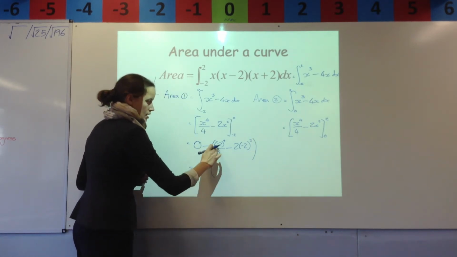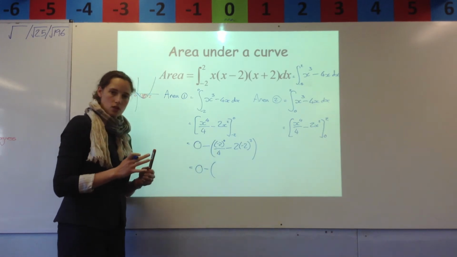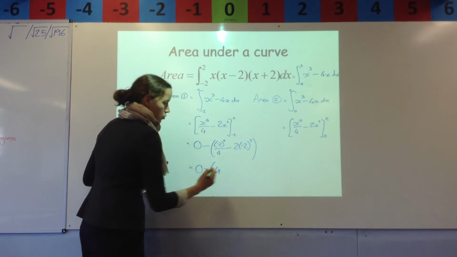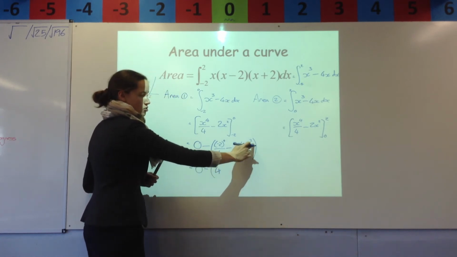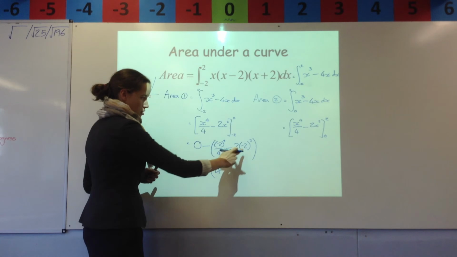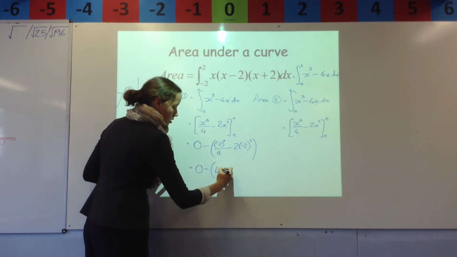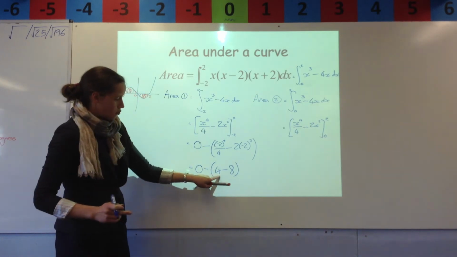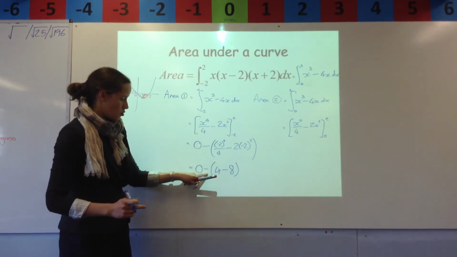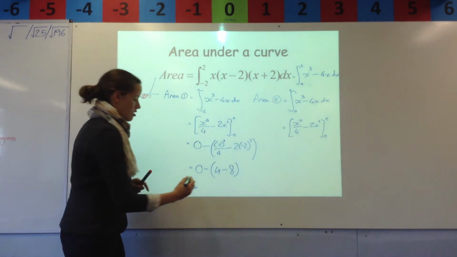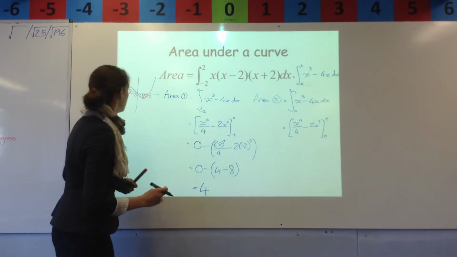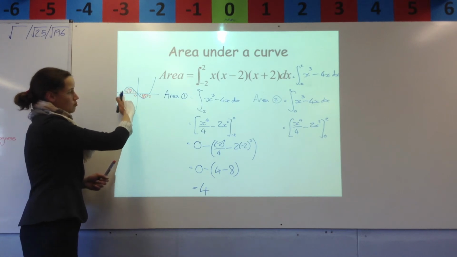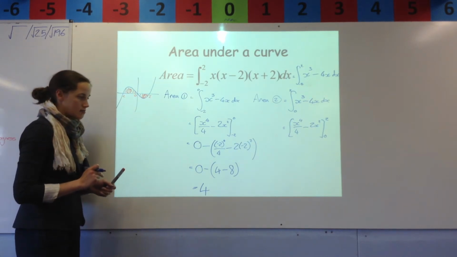So, -2 to the power of 4, well we know it's going to be positive, so that's going to give us 16 over 4, which is just 4. Now, -2 to the power of 2 is positive 4, times it by -2, then we get -8. Now, 4 minus 8 is -4, but all of that has a negative in front of it, so we're going to get an area of 4. And that's what we would expect. We would expect to have a positive area for region 1 because it's above the x-axis.